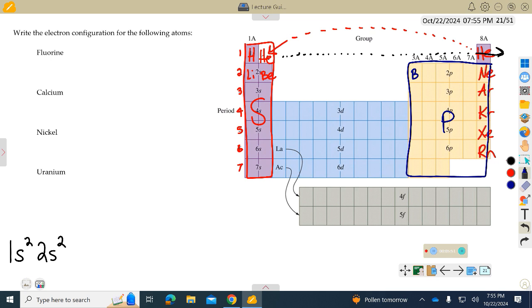Now the other thing that I would do when I get over to the p block, I'm going to remind myself that this is the 2p. Even though it's the top row of the p block, there is no such thing as 1p. This is the second row or the second energy level. So 2p. And then I continue numbering all the way down. 3, 4, 5, 6, 7.